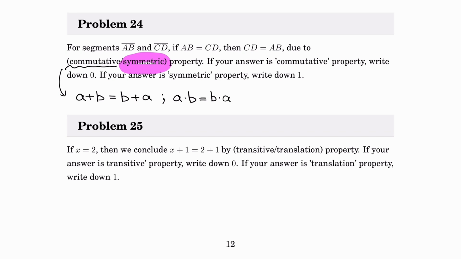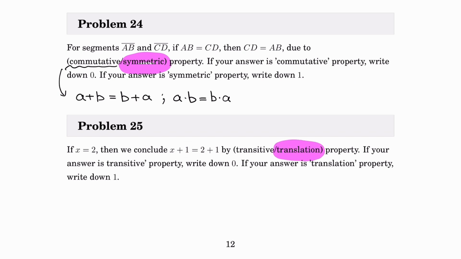Now, that being said, we move on to the last problem of this clip, problem number 25. If x equals 2, then we conclude that x plus 1 equals 2 plus 1. What happened is we added 1 to the left side and the right side altogether. We normally call this the translation property.